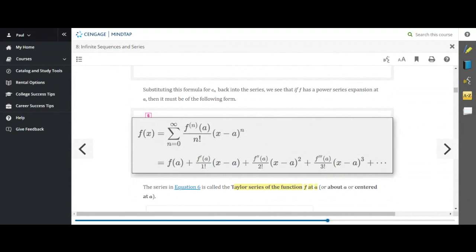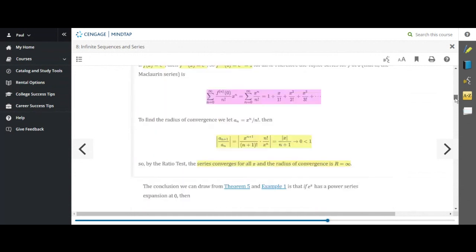So you determine what your coefficients are. You plug them into the formula. And then based off of that, with enough terms, you ought to be able to determine the general formula for the power series.